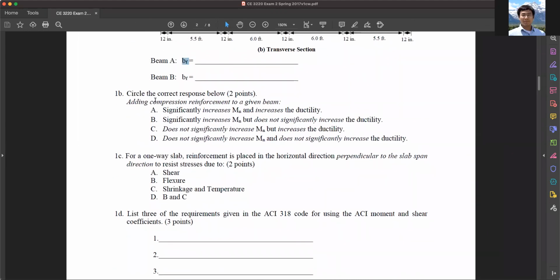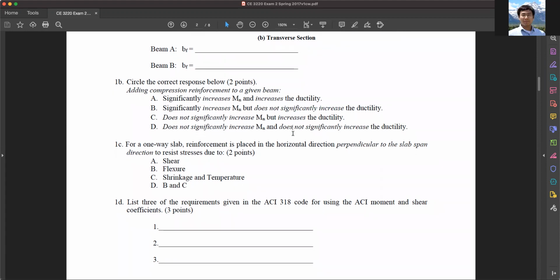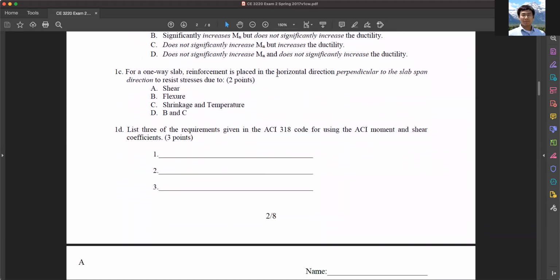Then 1B, circle the correct response: adding compression reinforcement for a given beam significantly increases Mn and increases the ductility. No, it only increases the ductility, but not Mn. So it should be C: does not significantly increase Mn, but increases the ductility. All right, 1C, for one-way slab, reinforcement placed in the horizontal direction perpendicular to the slab span direction is to resist what? It should be shrinkage and temperature, okay?